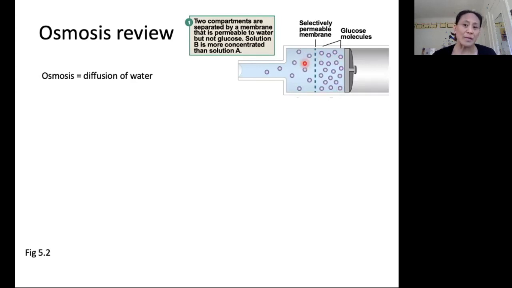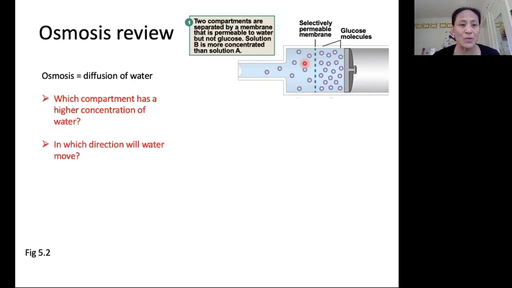However, since we're talking about osmosis here, what I want you to do is to take a look at this same situation, but from the point of view of water, right? So if you look at this diagram here, which of these compartments has a higher concentration of water? Okay, and then considering the fact that water is going to diffuse, because we're assuming that this membrane is permeable to water, which I guess I should have told you earlier, which direction will water move in? So just take a moment to think about that.